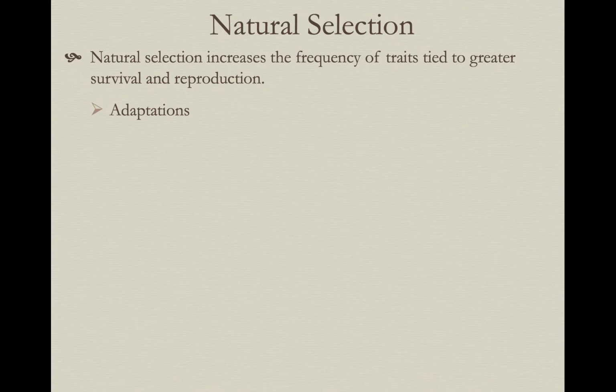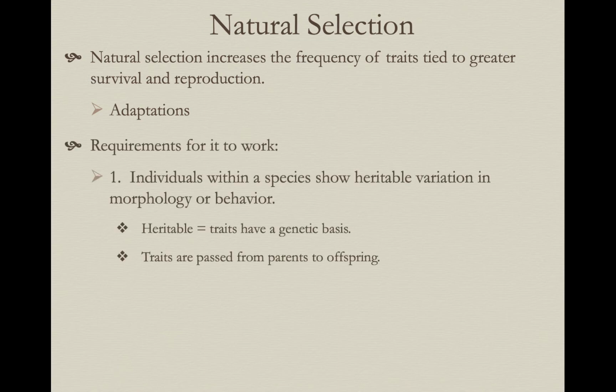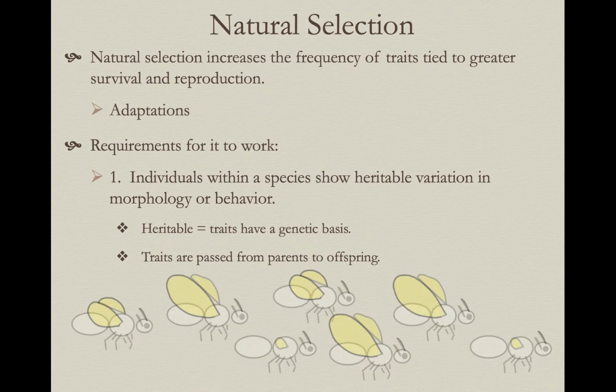And as we discussed in the last video, natural selection is tied to the production of adaptations, traits that lead to increased survival and reproduction to the individuals that have those adaptations. And there are a set of requirements for natural selection to work. The first is that within a species, individuals have to show heritable variation in some traits, a morphological or behavioral trait. And heritability again means that that trait has a genetic basis such that it can be passed from parent to offspring in a predictable manner.